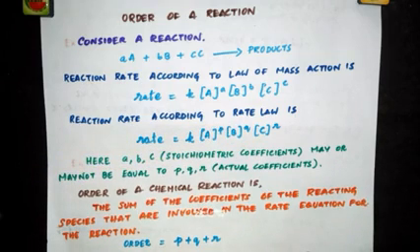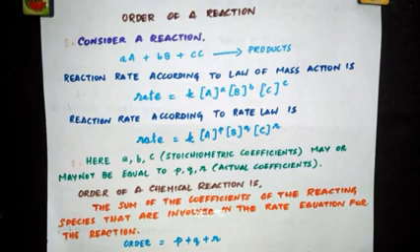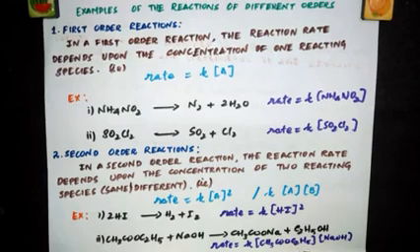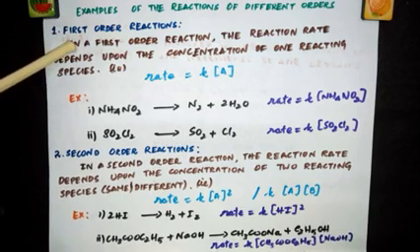Now let's see the examples of the reactions of different orders. Depending upon the number of the reacting species involved in the rate equation, the chemical reactions may have different orders. We have first order reactions, second order reactions, third order reactions, and even zero order reactions. Now let's see one by one. The first one is first order reaction.